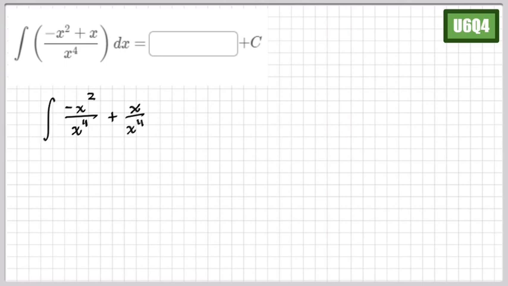Now we're going back to algebra 1 right now. And so now you gotta subtract the exponents. That's the shortcut that you learned in algebra 1. So we have negative x raised to the 2 minus 4. And I normally wouldn't write this, but I'm teaching, so I got to write it. All right, so there we have our new integrand.